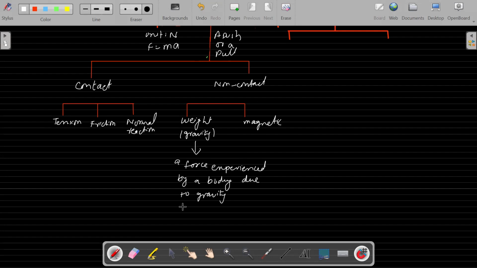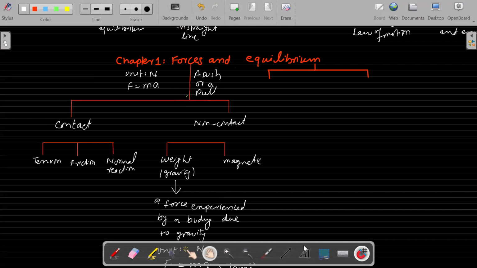As it is a force, its unit will be Newton, and its formula is F equals mg. Here the value of g will always be 10 meters per second squared. You don't have to consider 9.8. If you consider 9.8, the examiner is going to deduct your marks. There are a few myths which I will let you change from today onward. Before that, we are going to discuss equilibrium as well.